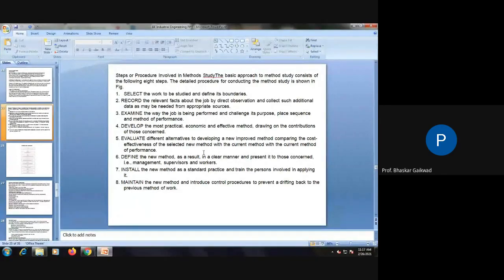After that, install and maintain the new method. So once again, I will give one example: a forging example, or any drawing tools example.